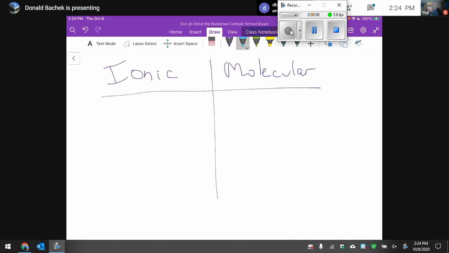Okay, so here we go. I think we're starting with 11 here. That's where we started the other classes. It asks us to list three properties of ionic compounds and molecular compounds.